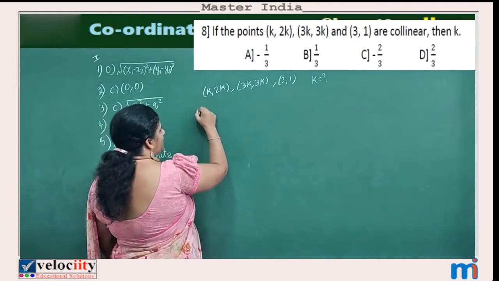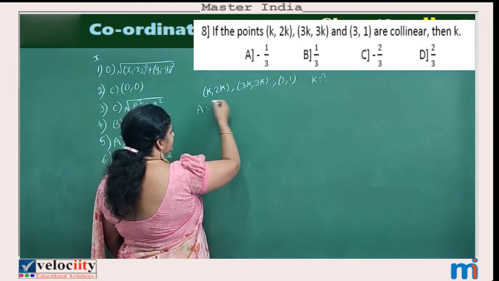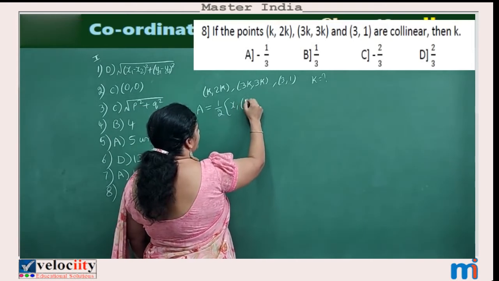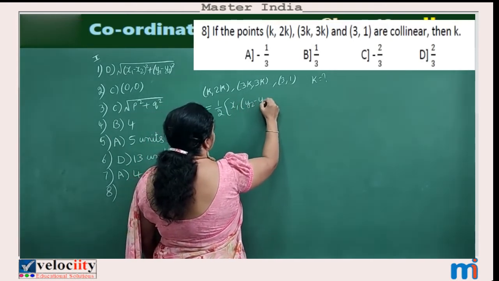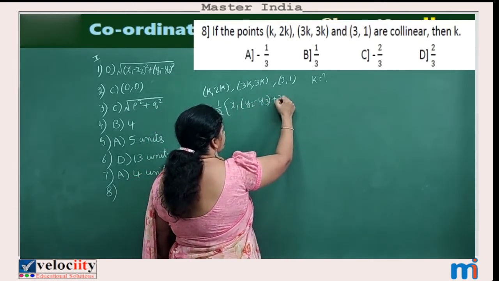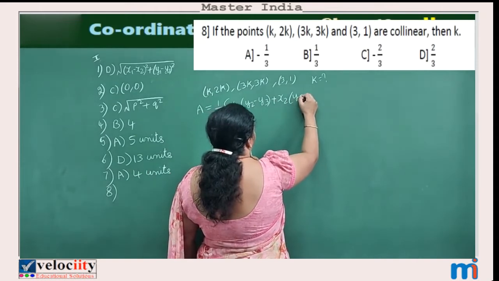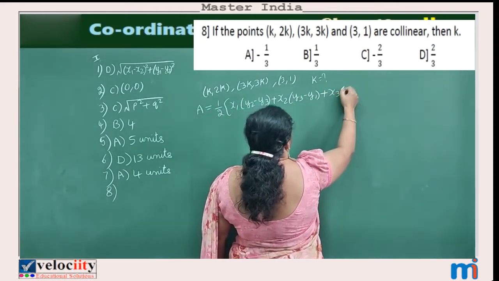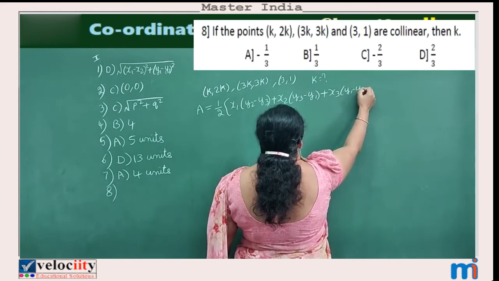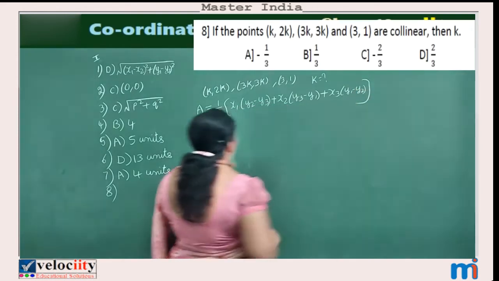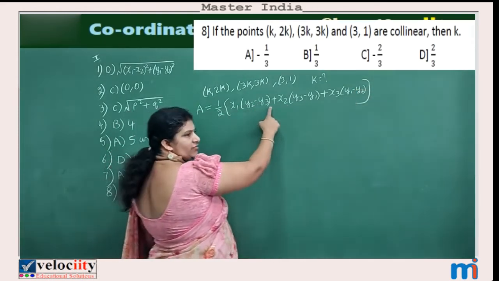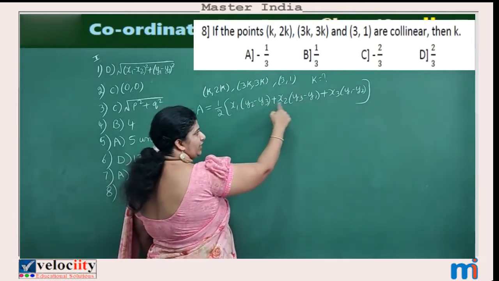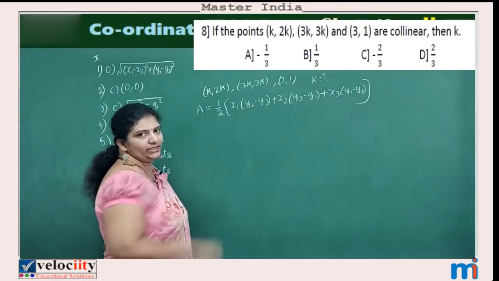First write the formula. Area of a triangle A is equal to half of x1 into (y2 minus y3) plus x2 into (y3 minus y1) plus x3 into (y1 minus y2). It is easy to remember this formula: x into (y minus y), x into (y minus y), x into (y minus y), with subscripts 1, 2, 3; 2, 3, 1; 3, 1, 2.